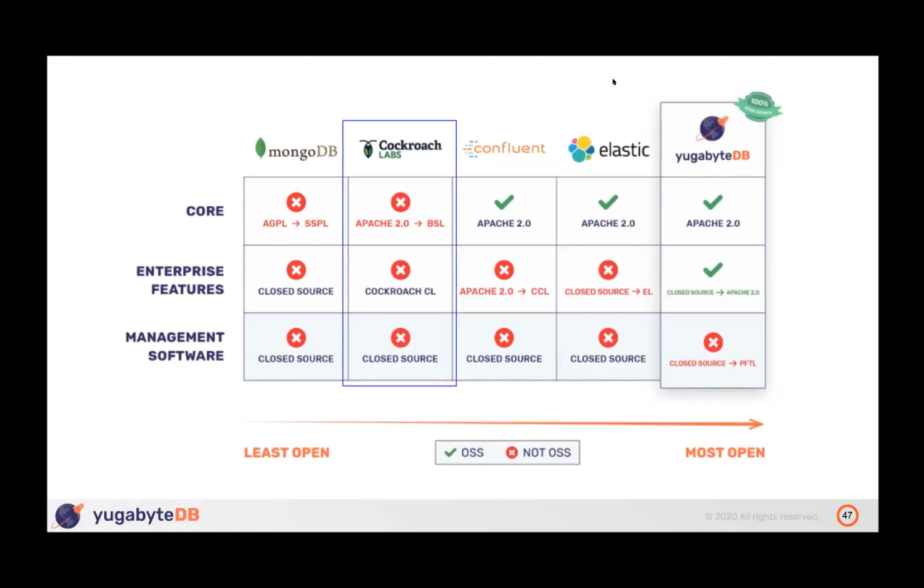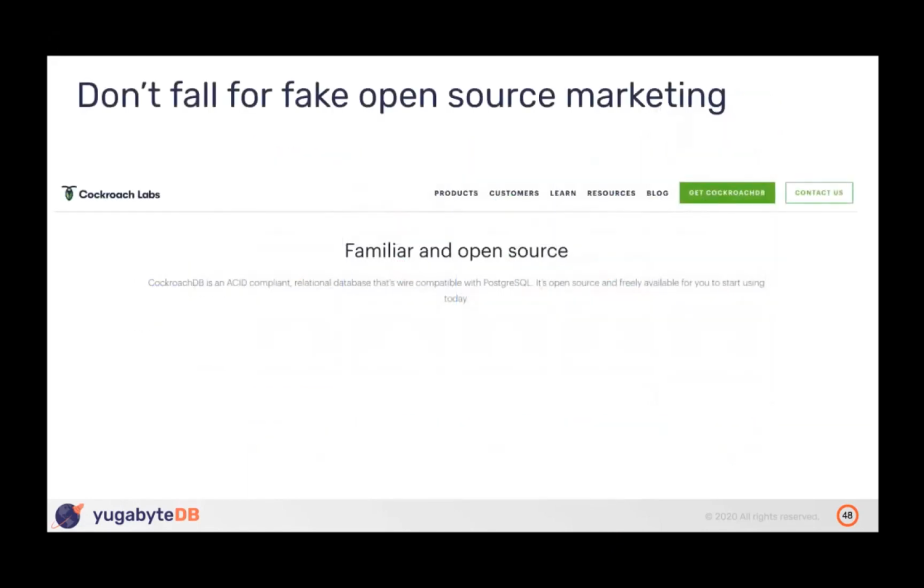Note that the second column here talks about Cockroach Labs' licensing model. Originally Cockroach had their enterprise features outside the core database under a closed, source available license. I think it's the Cockroach Community License. But their core also moved from Apache 2.0 to BSL, which is really not an open source license if you go by the OSI standards. Cockroach continues to claim that they're open source as a database, but it gets difficult, right?